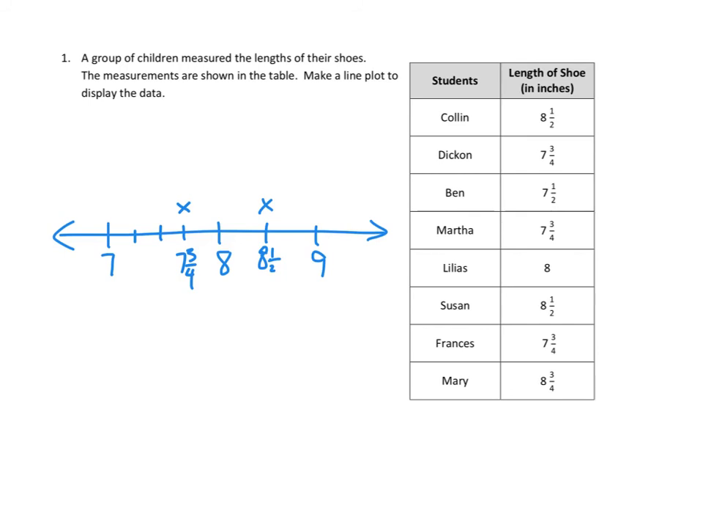I'm going to let you figure out how you would graph Ben, Martha, Lilius, Susan, Francis, and Mary, where you would put those X's on this line plot. And then you're going to move on to the second part of the homework, which asks a whole series of questions about that data. You're going to be able to answer those pretty well if you've done the line plot correctly. But I can't really get into any of those questions without a complete line plot, and I want you to be a big part of completing it. So I'm going to leave the rest for you.